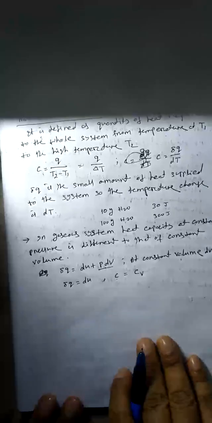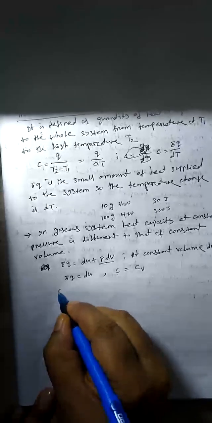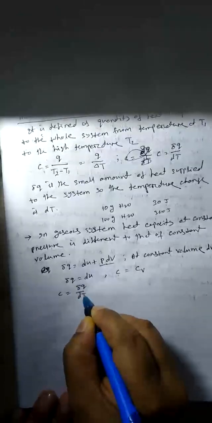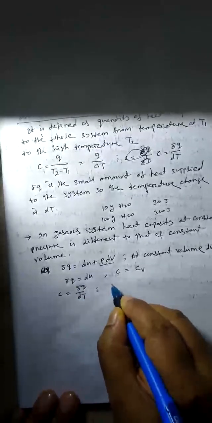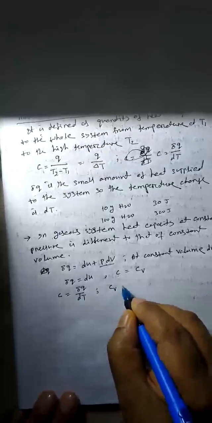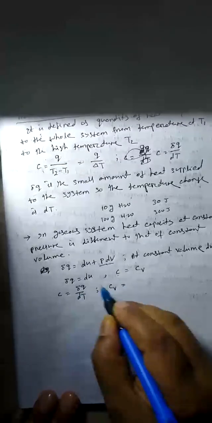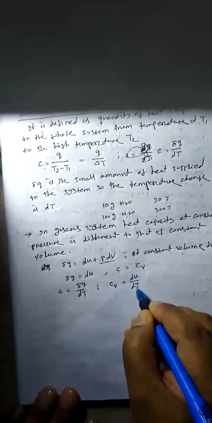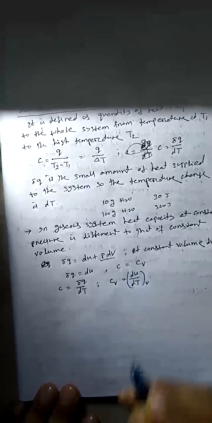So my heat capacity formula, that we know C is equal to del Q by dT, can be written with Cv in place of C, and in place of del Q I write dU, and the remaining dT is the same, but at constant volume.